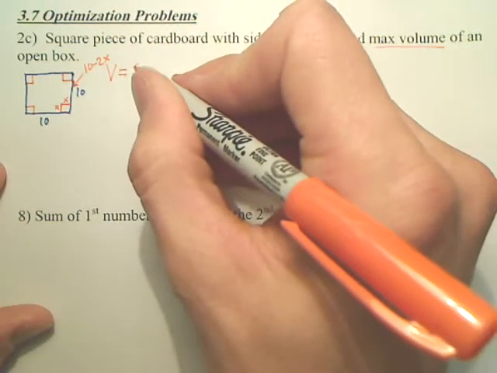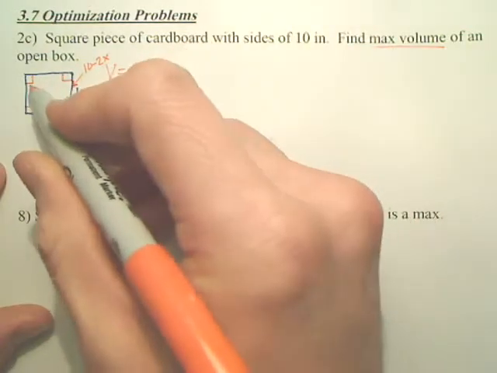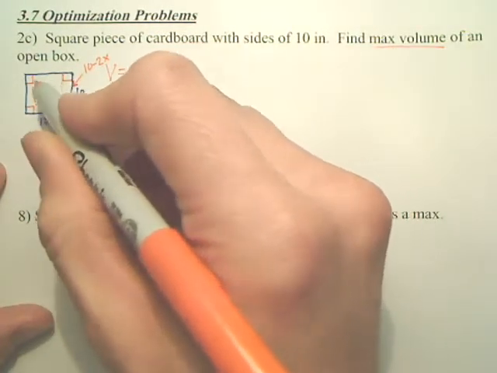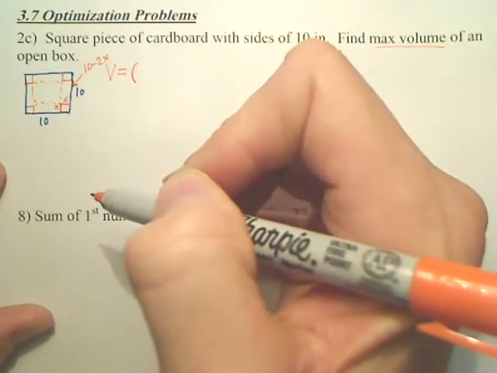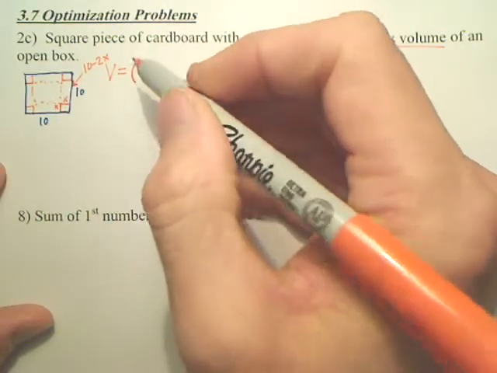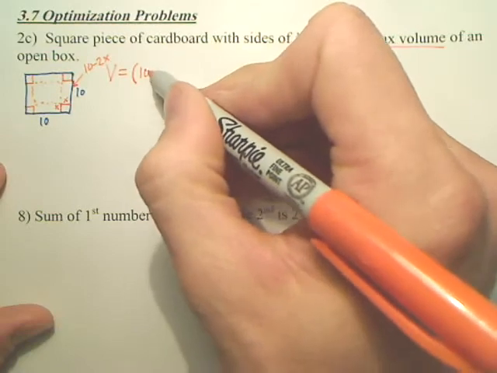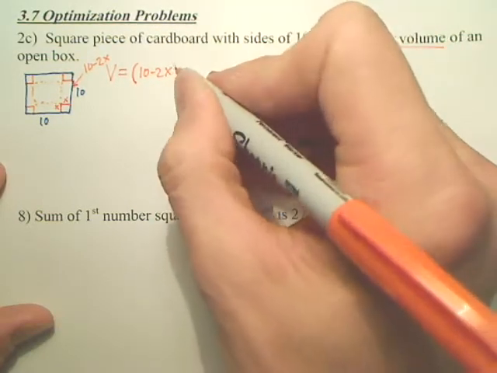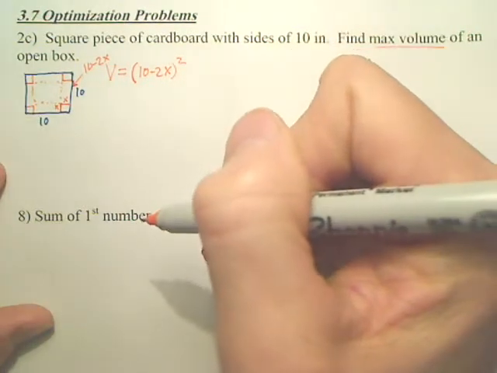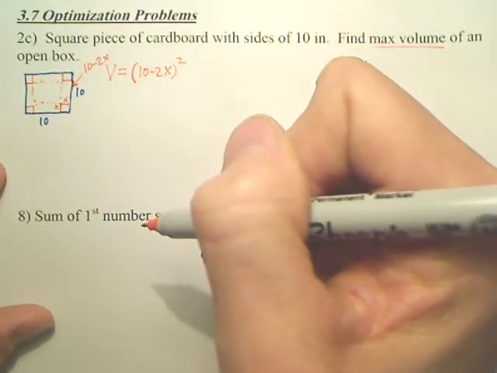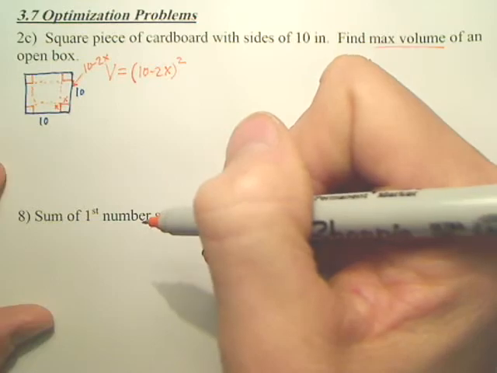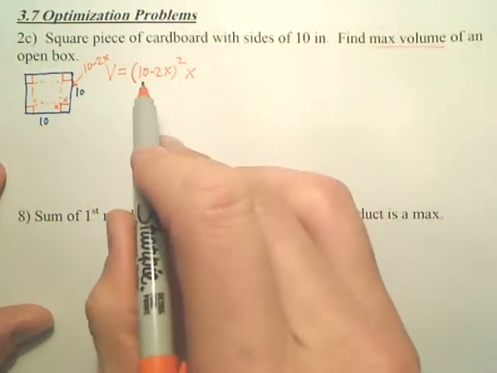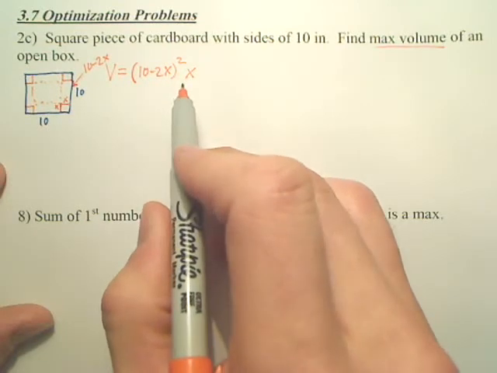So, what you have to realize is this bottom square right there, won't that bottom square be 10 minus 2x times 10 minus 2x, which is 10 minus 2x squared? What's the height of this box? Won't the height be x? Because isn't that where you're folding it and bringing it up? So isn't that length and width times the height?